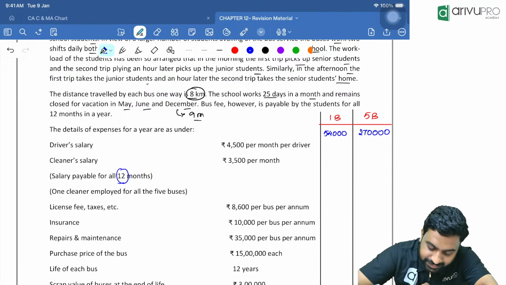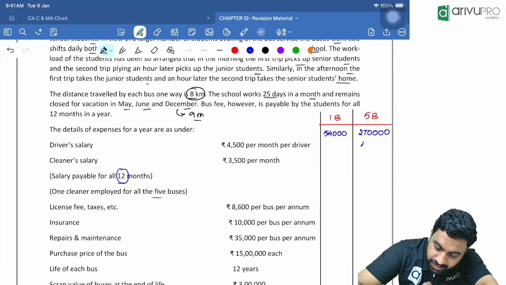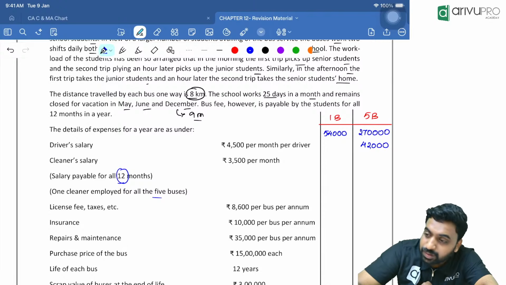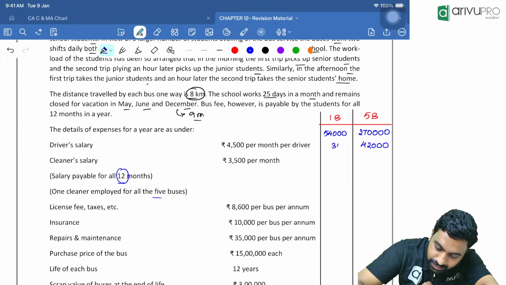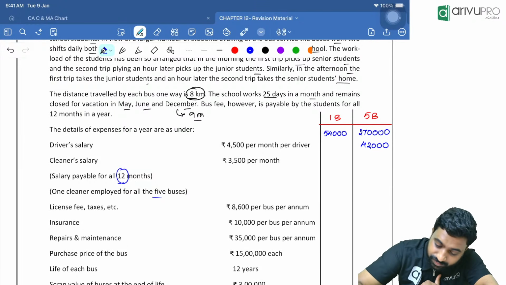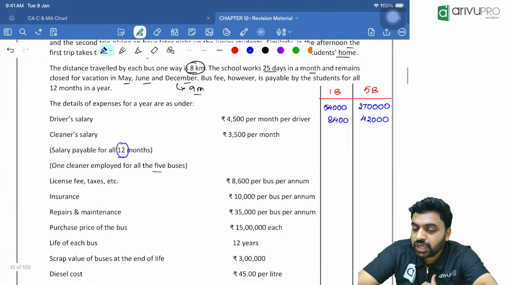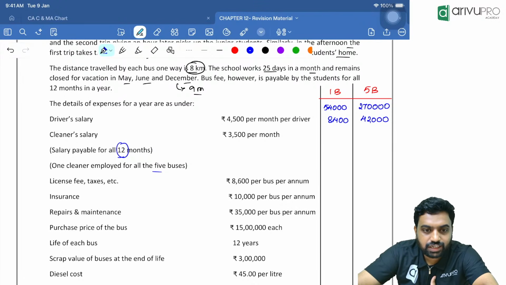Cleaner salary. One cleaner employed for all the 5 buses. So 3,500 into 12 is 42,000. That is not per bus, that is for the 5 buses. Per bus it would be 42,000 divided by 5, which is 8,400. Hope it is clear. And they might also say attendant salary. One attendant for each and every bus, which is compulsory now for the school buses, right? Without an attendant, they can't send kids in the bus. So I might give that line if they ask in the examination.